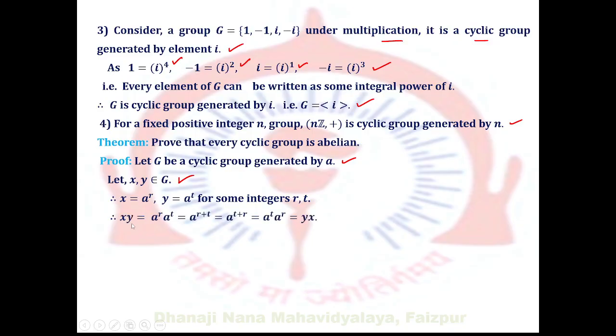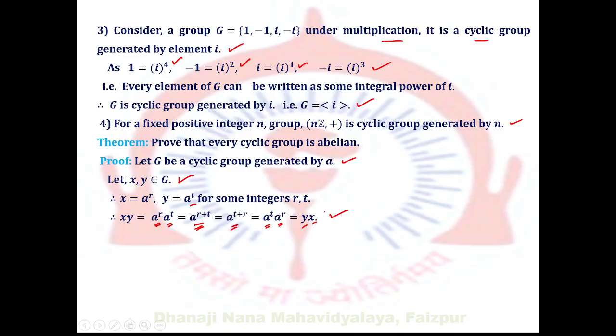So see here, x into y we write as a raised to r into a raised to t, or it can be written as a raised to r plus t, or it can be written as a raised to t plus r, because r and t both are integers. r plus t is equal to t plus r, and a raised to t plus r we write as a raised to t into a raised to r. So a raised to t is y and a raised to r is x. Thus here we get x into y is equal to y into x. So this group is abelian.